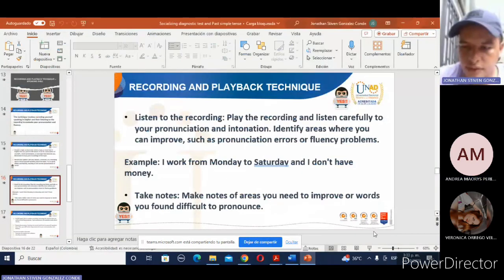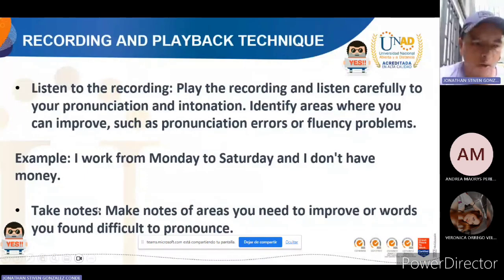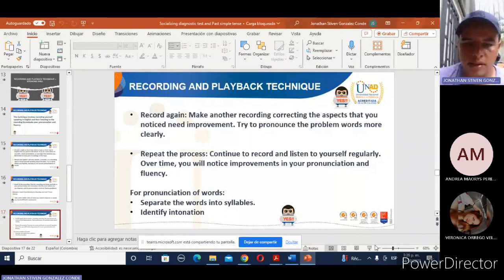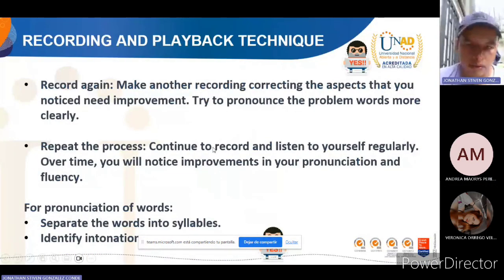Okay, then you need to take notes. Make notes of areas you need to improve or words you found difficult to pronounce. Okay, then you are going to record again. Make another recording correcting the aspects that you noticed need improvement. Try to pronounce the problem words more clearly. Okay, the next step, you are going to repeat the process, continue to record and listen to yourself regularly. Over time, you will notice improvement in your pronunciation and fluency.